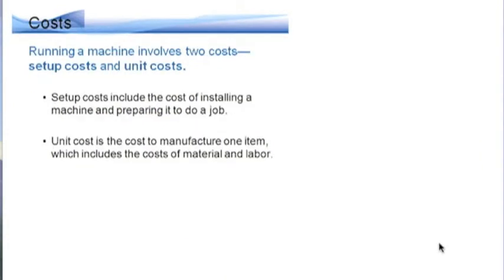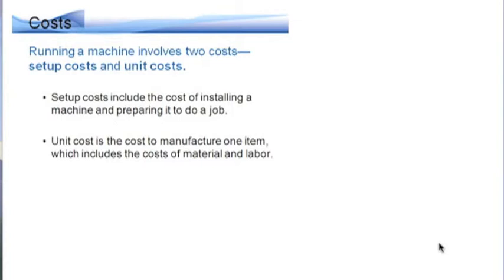We're going to look at a couple of business applications. And one thing about running a business, if you think about the machinery involved in running it, is that there are a lot of costs involved. One of the costs is called a setup cost, and that includes the cost of installing a machine and preparing it to do a job. Sort of like the copiers in our office down there. It costs us something to have that machine brought in, and we have to pay Xerox or Canon, or whoever it is, to bring it in and set it up for us. That is our setup cost.